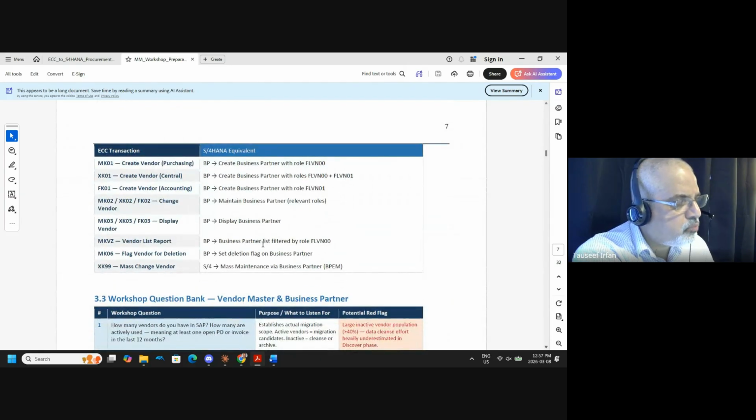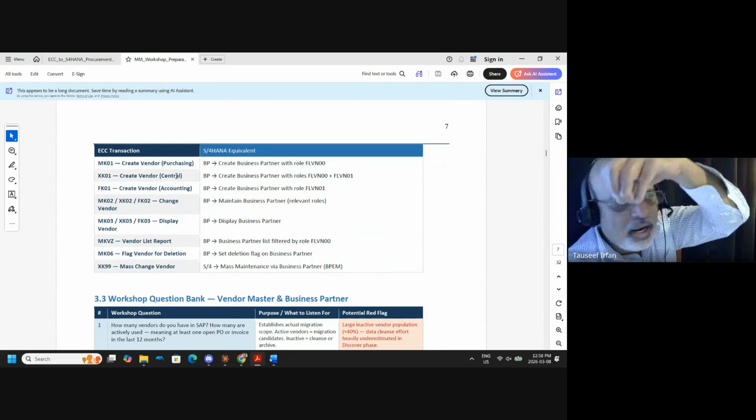Now you see here, this is the ECC side, this is the HANA side. So create vendor: you are doing this in BP, create business partner, with role FLVN00. This is the general role. Then you have here create vendor central. See here, create vendor purchasing MK01. Create vendor central. Central means the client level data.